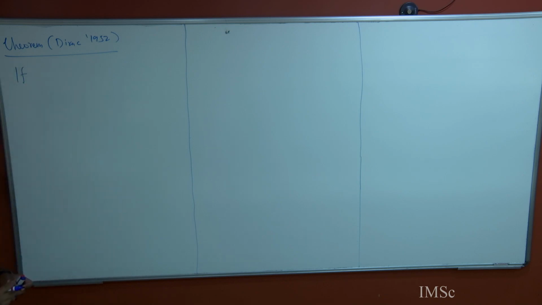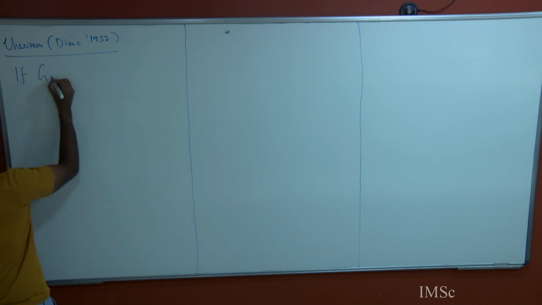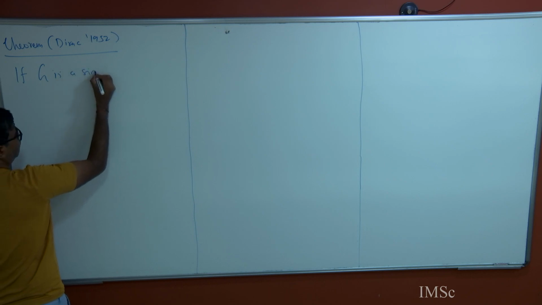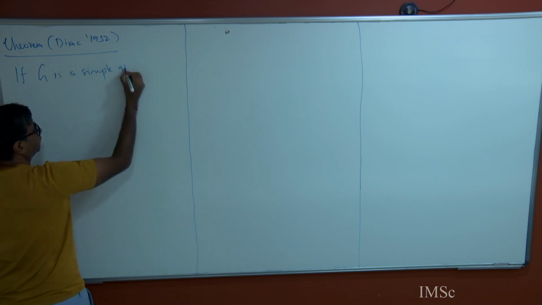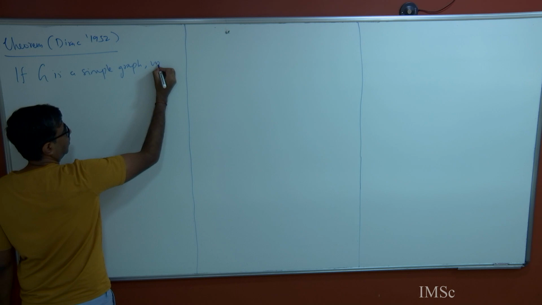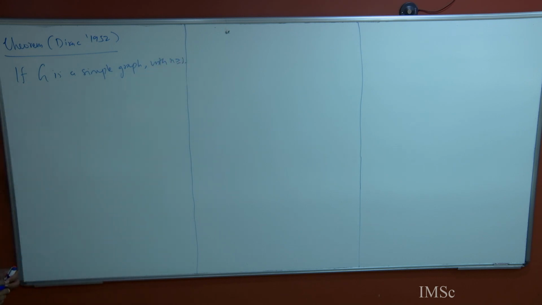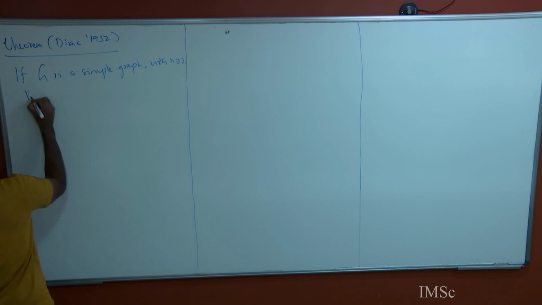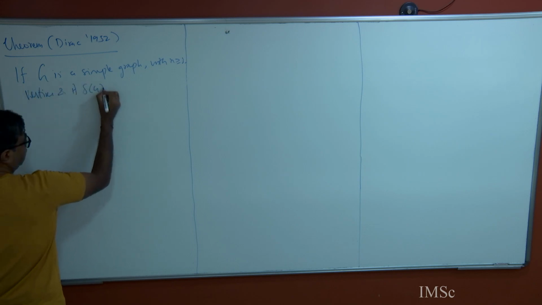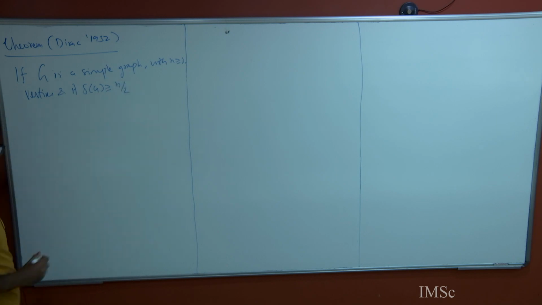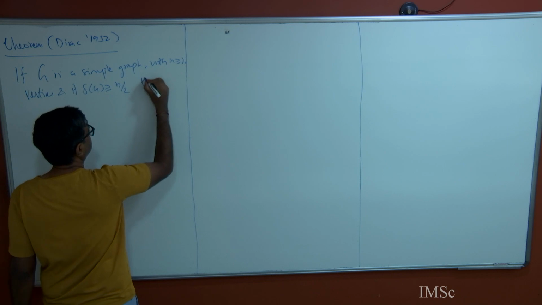If G is a simple graph with n greater than or equal to 3 vertices, and if delta of G is at least n over 2, then G is Hamiltonian.